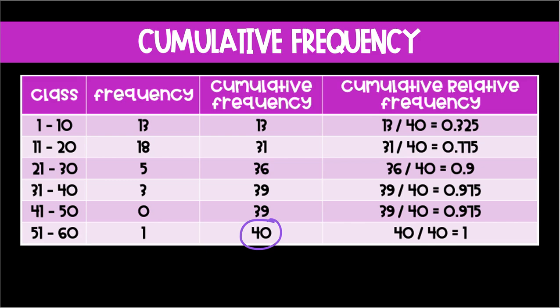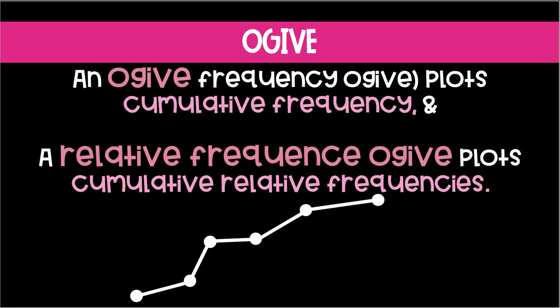Now, we're covering cumulative frequency because there's a graph that represents quantitative data using cumulative frequency. That one's called an ogive, or frequency ogive. It plots the cumulative frequency, and a relative frequency ogive plots the cumulative relative frequency. It usually looks like a line, and it's always increasing because every class you're adding the previous classes' count to it.